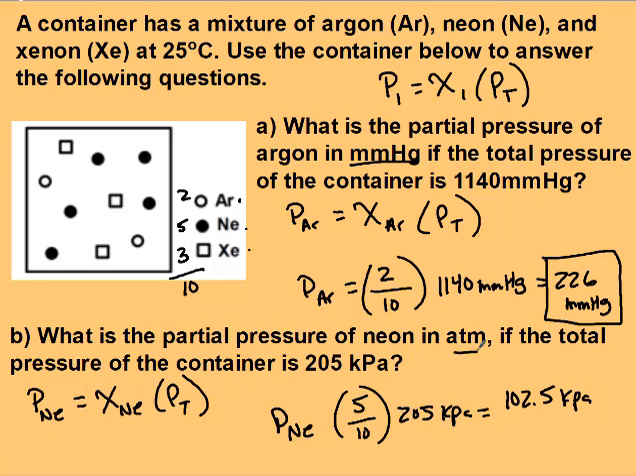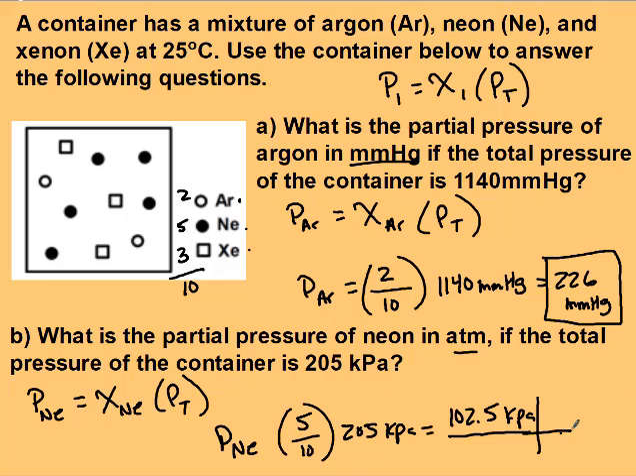But the problem wants their answer in ATM. So I need one more step. I need to convert kPa to ATM. 1 ATM is 101.3 kPa. Multiplying and dividing, I get 1.01 ATM.